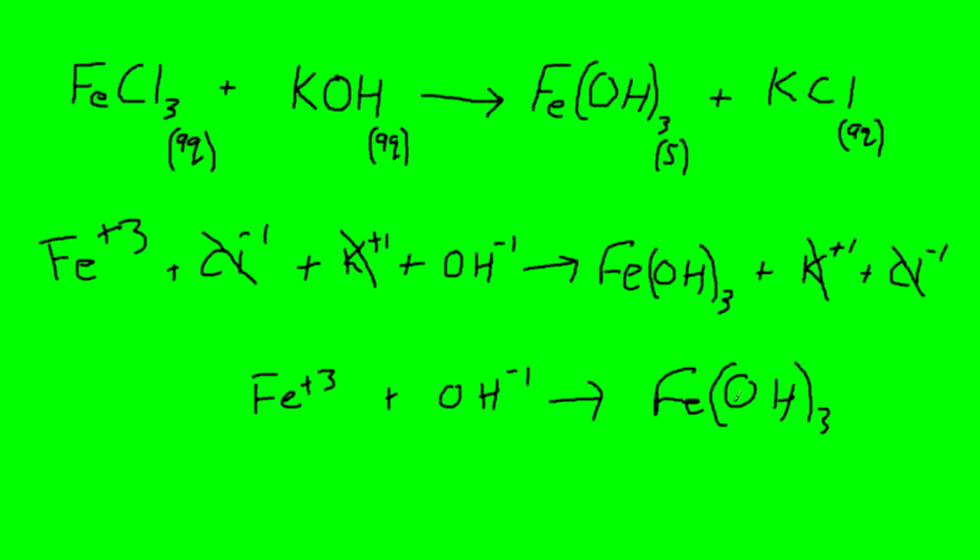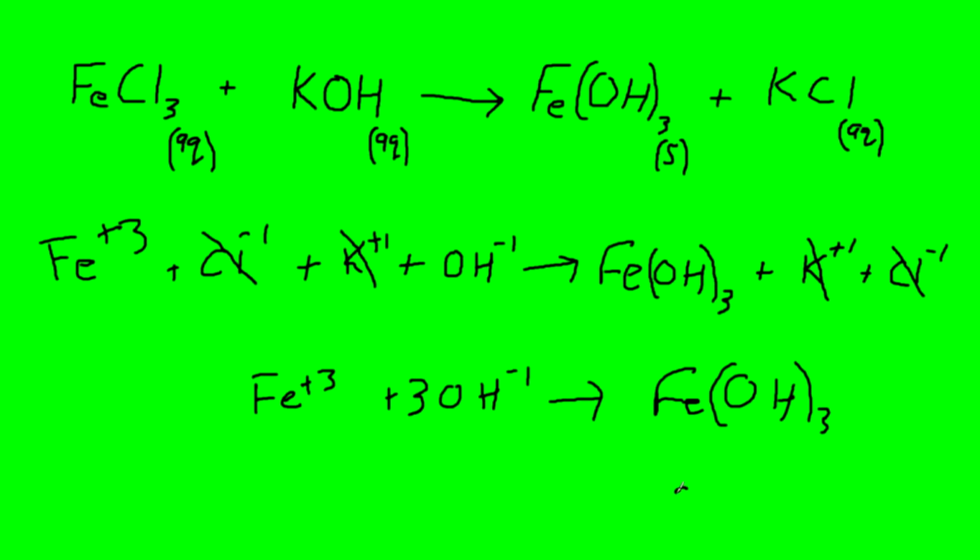Notice we have 3 OHs, so we have to go here with a 3. We balance just like we did before. And this has one iron, there we go. So there's actually 2 things we have to balance. One is the atoms, which we just did, and also now you have to make sure the charges are balanced. The charges have to be the same on both sides of the arrow.